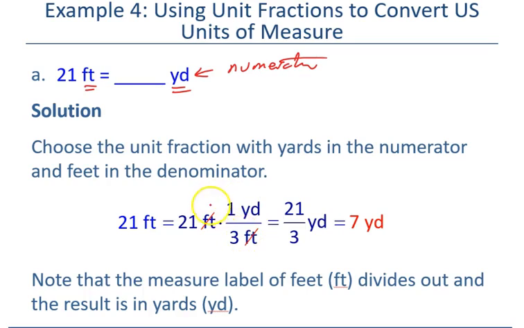So notice here what's happening is the feet are getting canceled out, and so we got 21 over 3. When you divide that, you get 7 yards. Note that the measurement label feet divides out and the result is in yards. That's how we're going to convert. Okay, so let's do one on our own now.